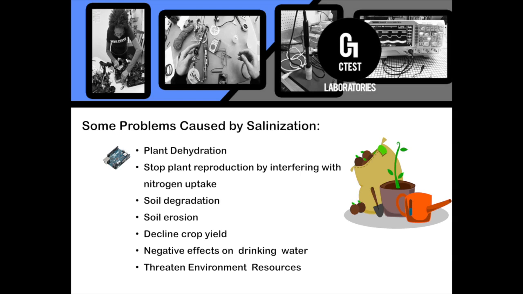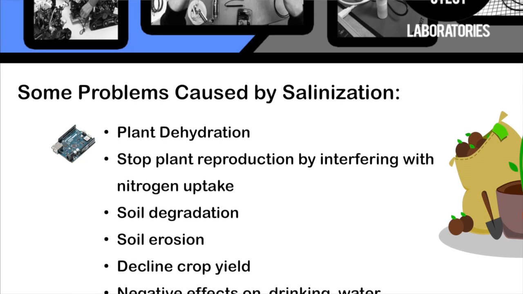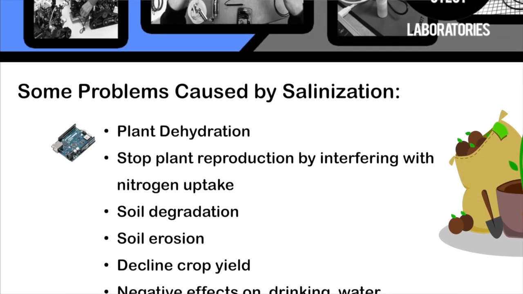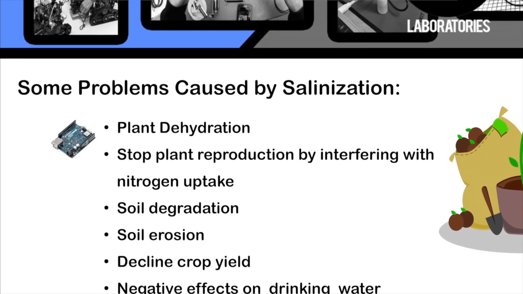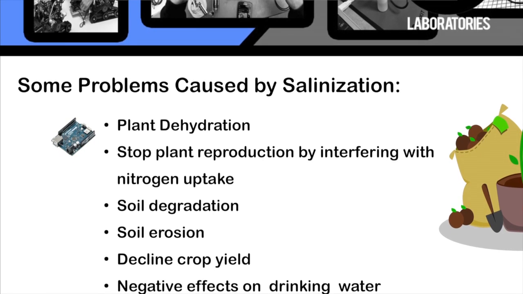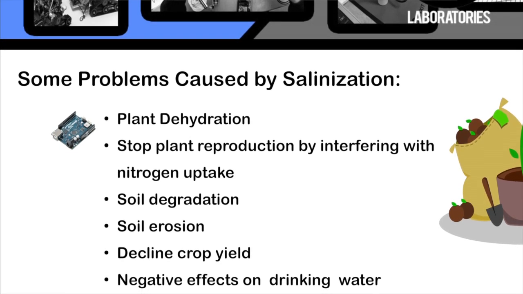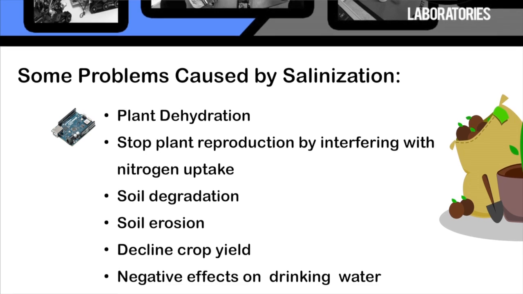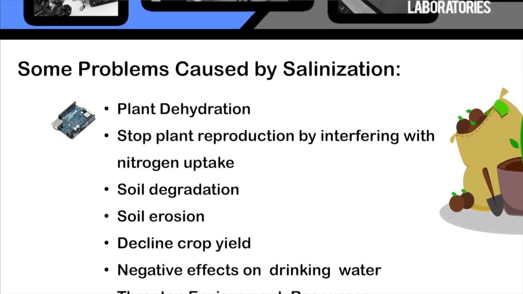And so the ability to detect high levels of salinity and do something about it is an issue that people dealing with climate change are very much concerned about. It messes with crop yield, it has negative effects on drinking water, and overall it threatens our environmental resources globally.